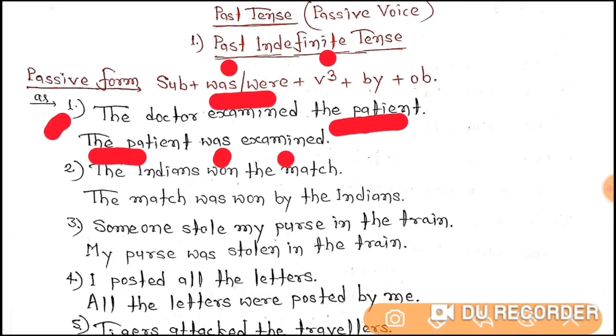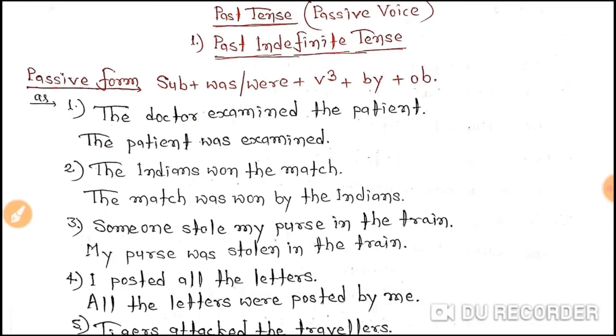So now your passive sentence is "the patient was examined", and you can see there is no need of by, as I have already made you understand that with people, doctors, someone, somebody, you don't have to use by. So here I have done like that.